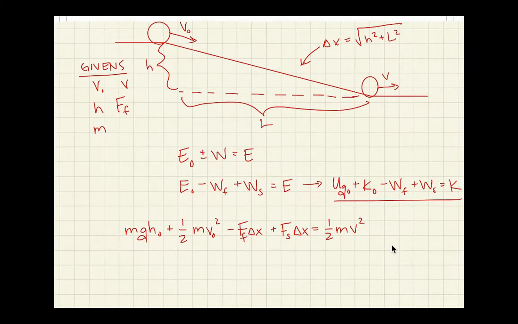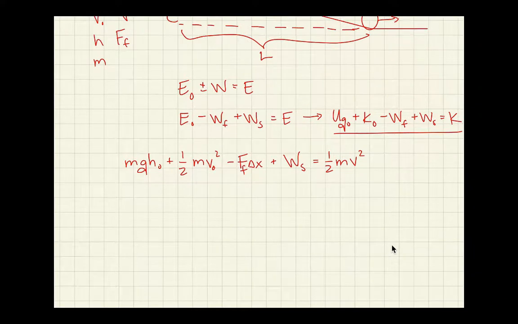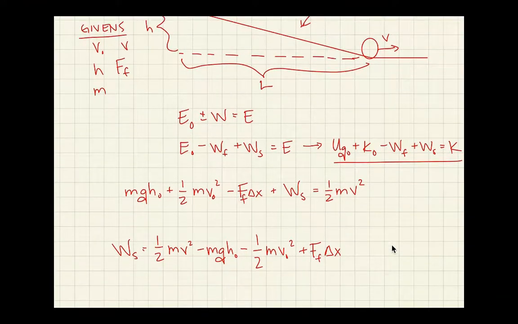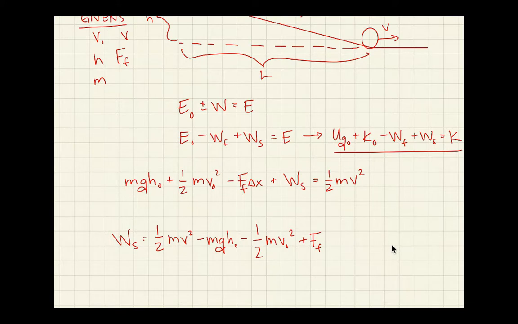Sorry, just clarifying, it actually wants the whole work done by the student, so we can keep this as just work student. And then lastly, I'm just solving for that work student. So work student equals 1/2 mv squared minus mgh naught minus 1/2 mv naught squared plus the force of friction times delta x, where again that delta x is going to be the square root of h squared plus L squared. And that's my answer.